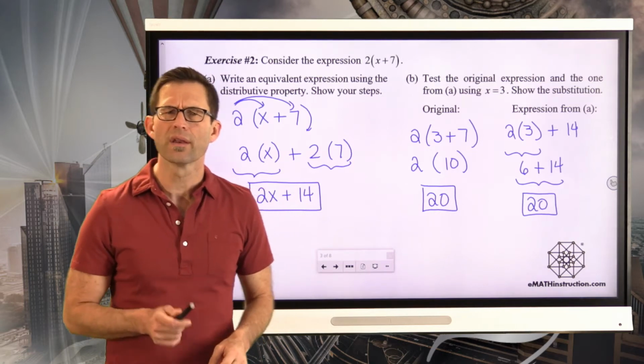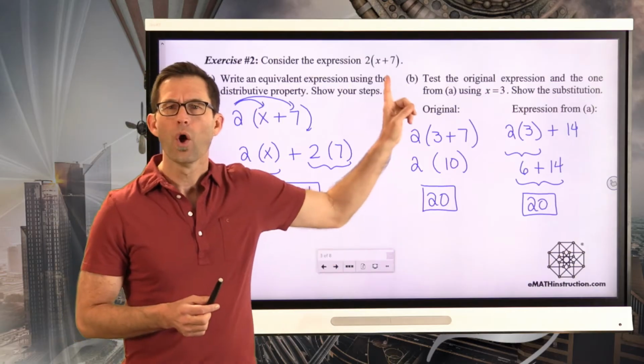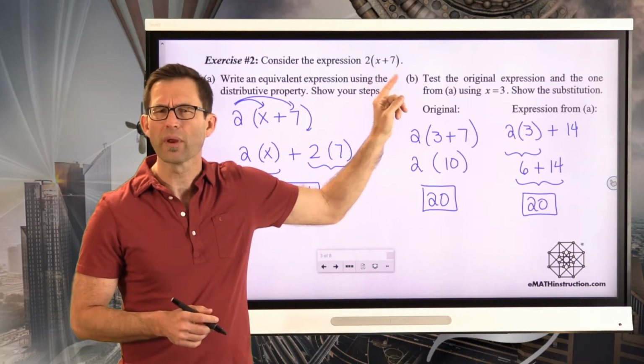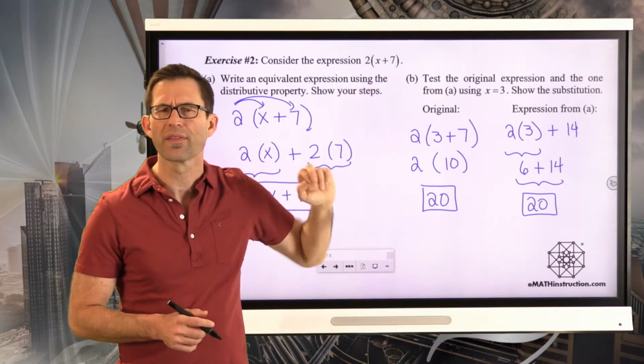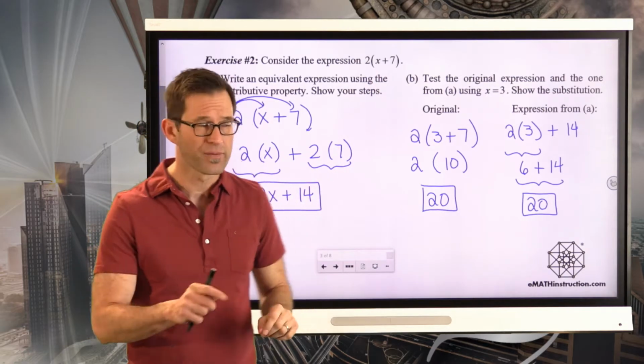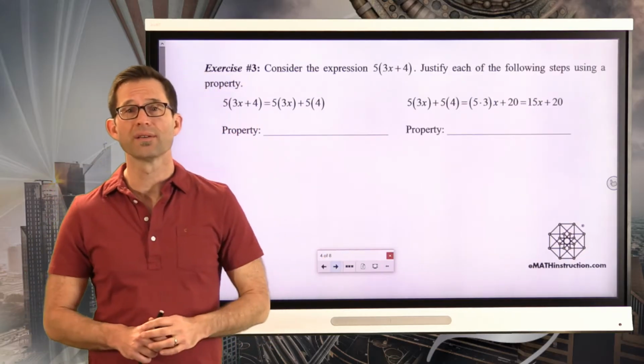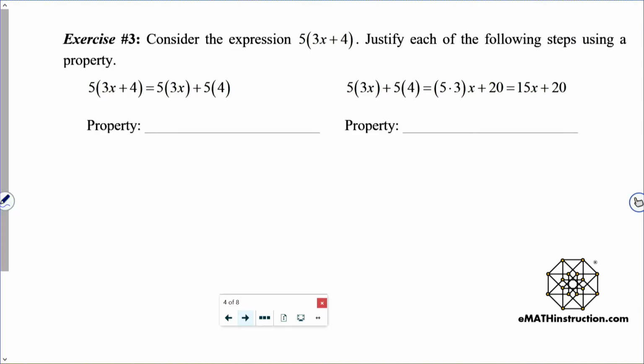Now, let's take a look at a situation that's a little bit harder, where inside of the parentheses, we don't just have an x, but maybe we have like a 3x or a 5x or something like that within the parentheses itself. Let's see that in the next exercise. Here we go, exercise number 3. Consider the expression 5 times the quantity 3x plus 4. Justify each of the following steps using a property.